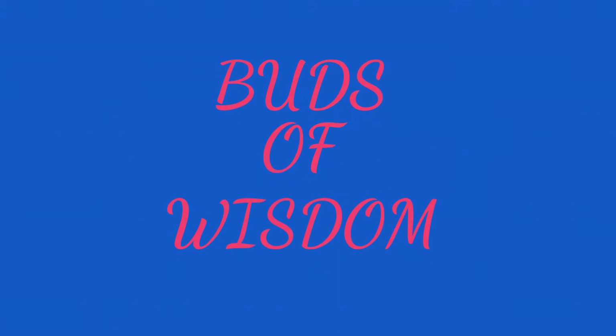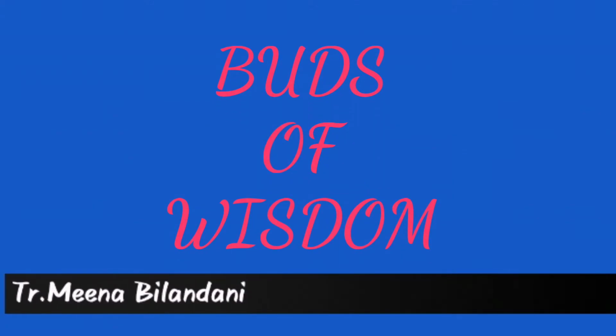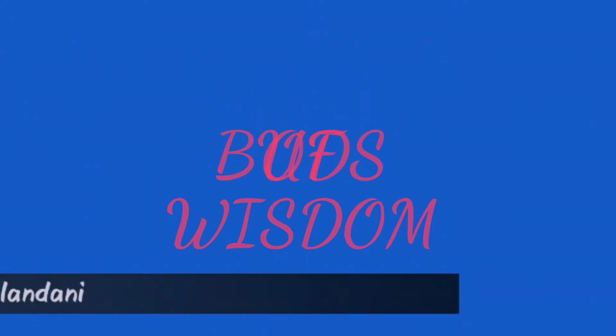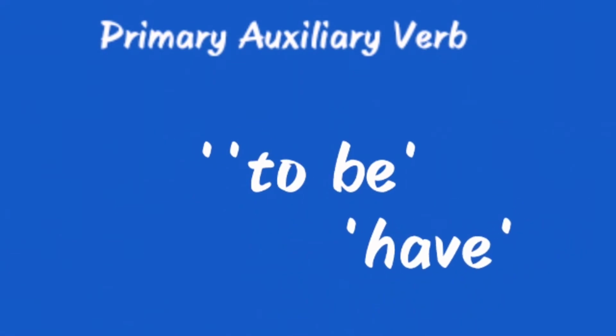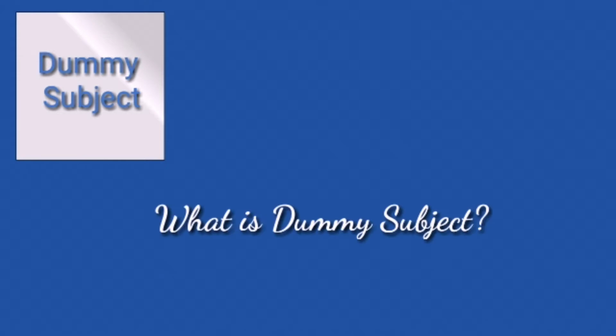Dear students, I hope you have studied my last chapters very well, in which I have discussed with you the use of primary auxiliary verb to be and have. Today I am going to discuss with you the use of dummy subject. First of all, I want to make you clear the meaning of dummy subject. What is dummy subject?